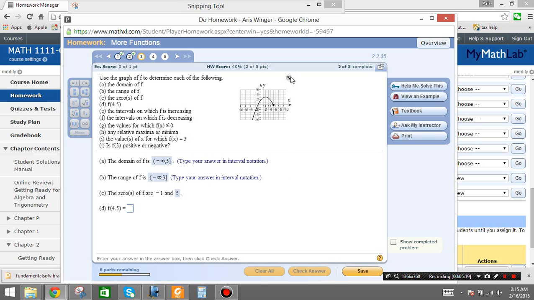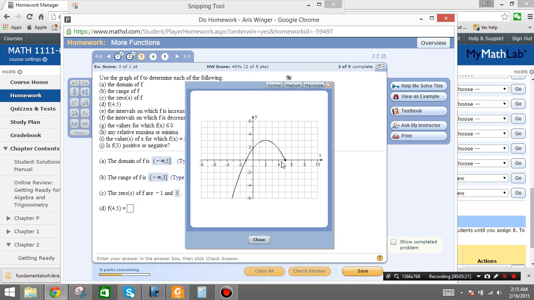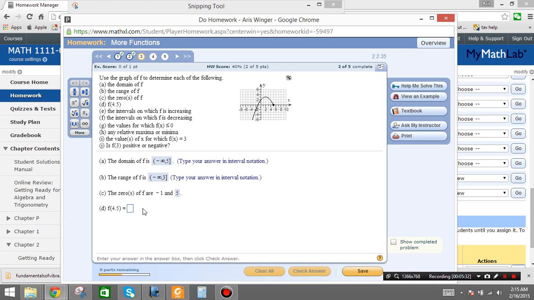What is the value at 4.5? We want to know at 4.5. So there's 4, that's 5. 4.5 looks like it's 1. We're going to guess 1. Let's see if that's right.